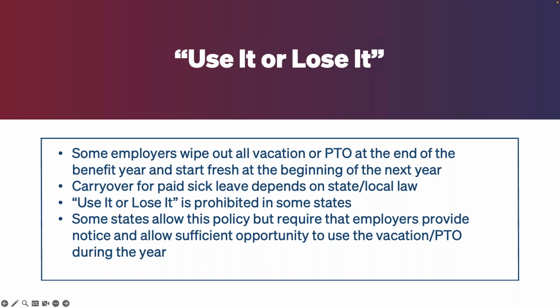Some states allow use it or lose it, but they require that you give employees a reasonable opportunity to use their PTO. Again, that means no blackout dates, no turning down based on seniority. Employees have to be able to truly take a week off. So you do have to give a reasonable opportunity in use it or lose it states that require that.